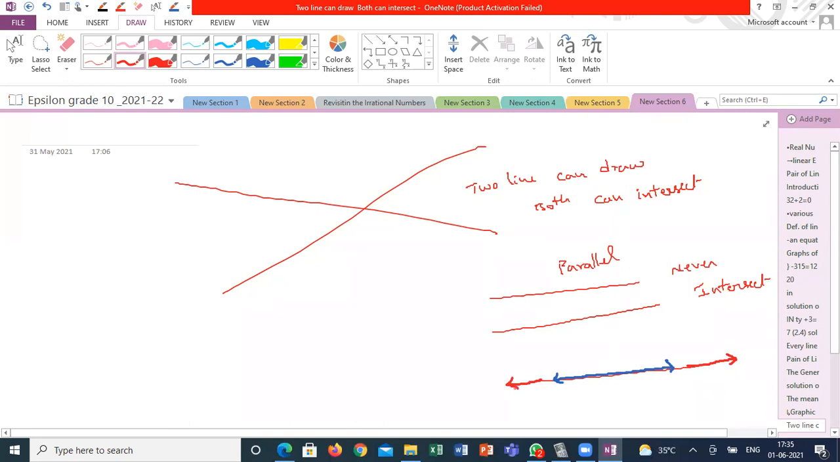Other than these 3 types, is it possible to draw in a different way? Either you can draw 2 lines that intersect, or 2 lines that are parallel to each other, meaning they never intersect, or 2 lines one on top of the other. Is there any possibility other than this? No, sir. I'm talking about on a page, that means on a plane, not in space. When it comes to space, things will change and many things will come into the picture.